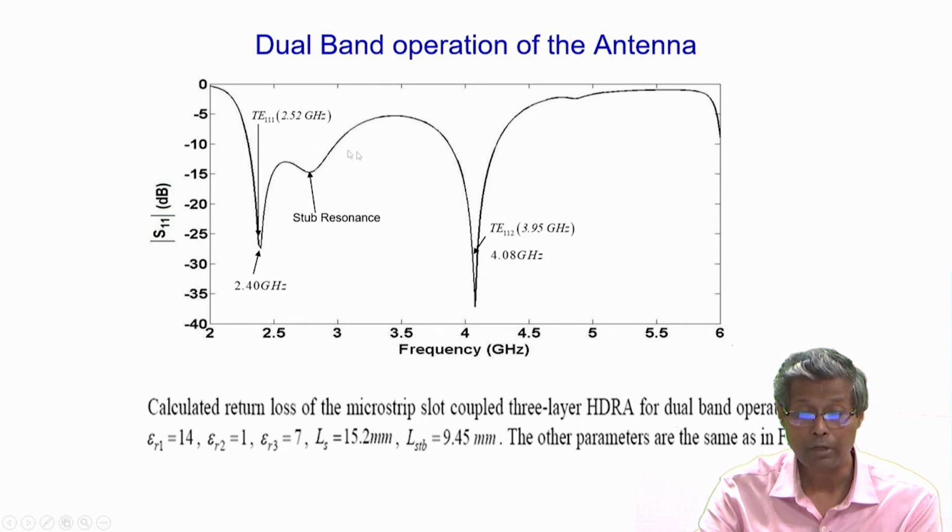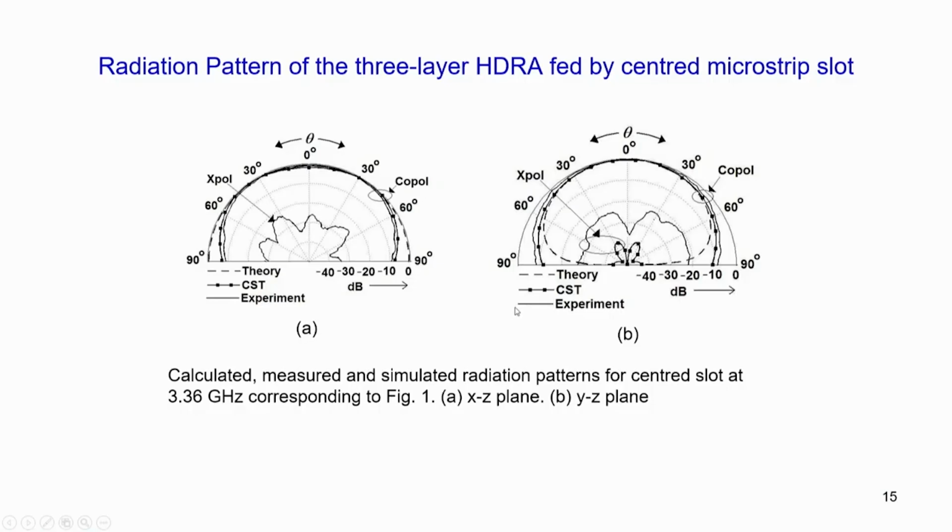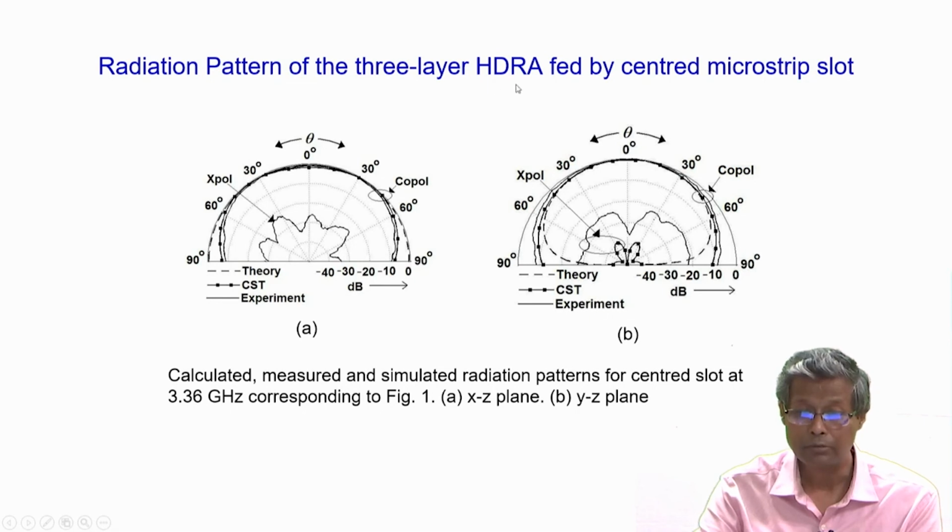Okay, so, here is the first band again and here is the second band. Here are the radiation characteristics of the 3-layer hemispherical DRA fed by a centered microstrip slot. You see the pattern characteristics are broadside, as we said, because we have excited the T111 mode, in both the XZ plane and the YZ plane, with low cross pole.